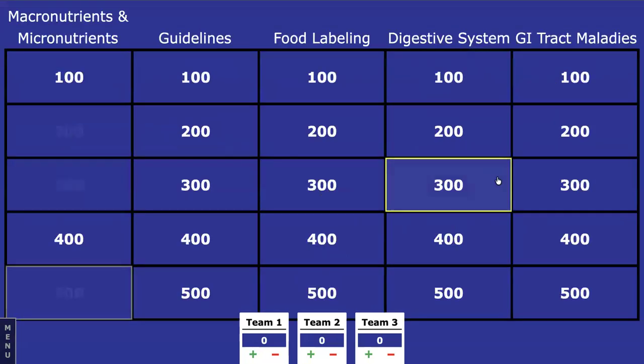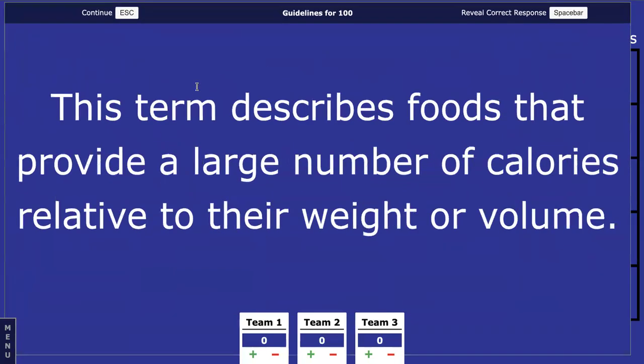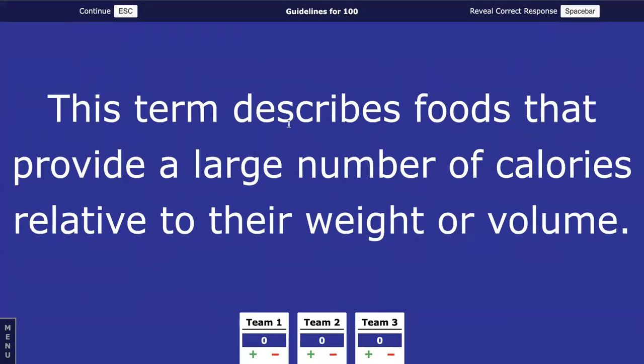Okay. This section is on guidelines about the rules that regulate our nutrition. This term determines foods that provide a large number of calories relative to their weight or volume.